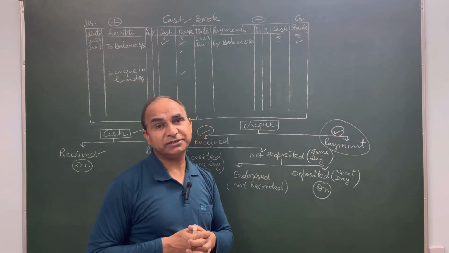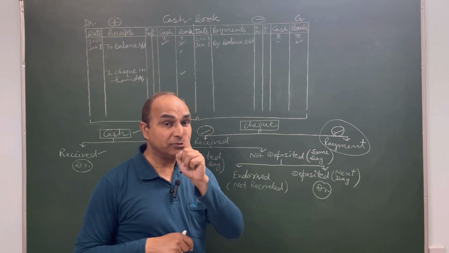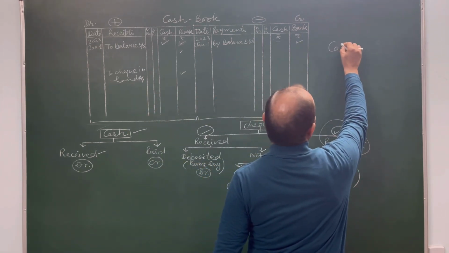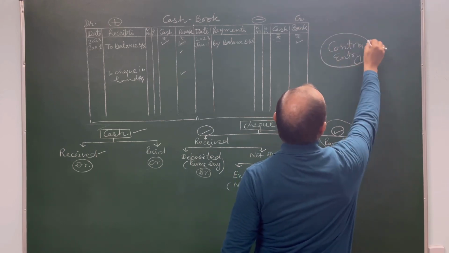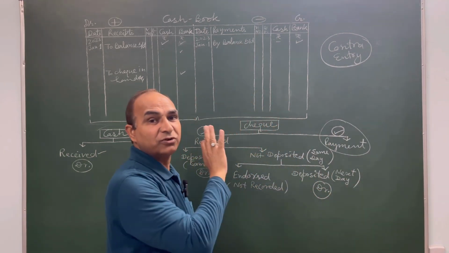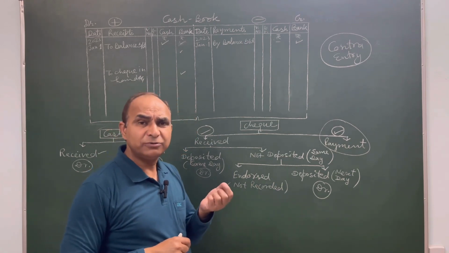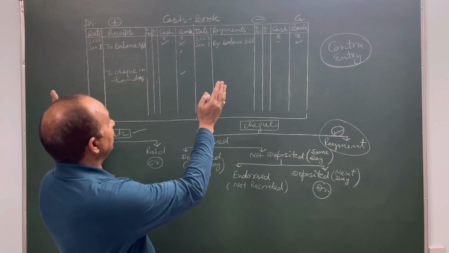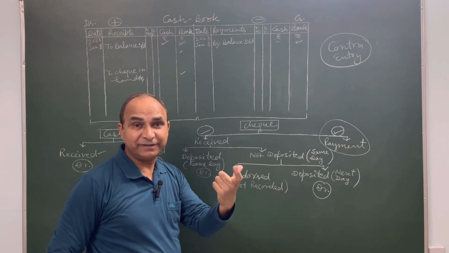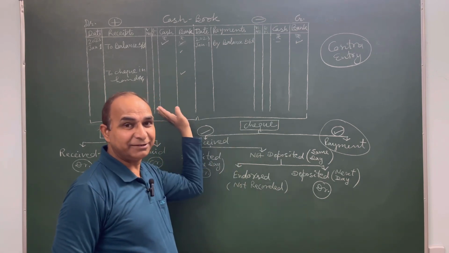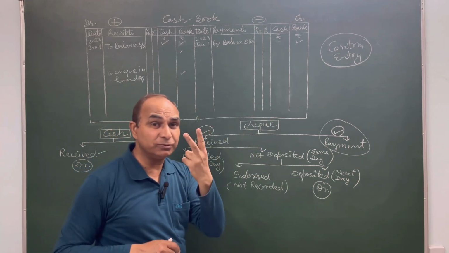One more transaction is there on which I will make separate videos in detail, that is contra entry. Try to understand that. In the next videos, you will find separate videos on this contra entry, because this is very important. Contra entries means there will be a few transactions which will affect both sides of the cash book. Contra entry means double effect. The transaction will be recorded on the debit as well as the credit side of the cash book, and it takes place in two cases.